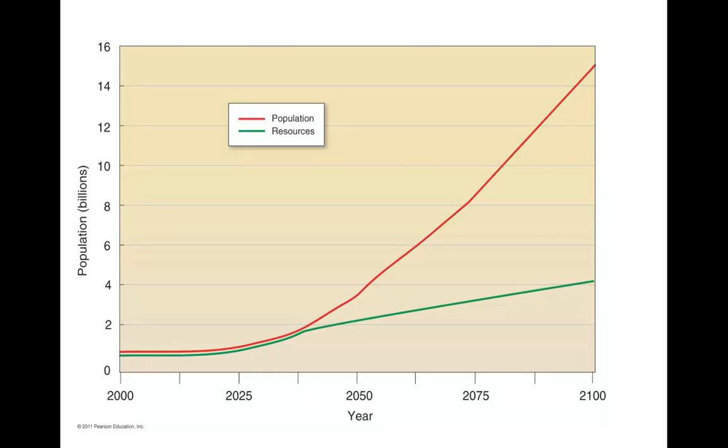This map shows the predicted population growth and the predicted resources growth. So here's where Malthus got his argument. He was saying that as our population dramatically increases, our resources will not be able to keep up, and this gap will create war and conflict among humans on Earth.